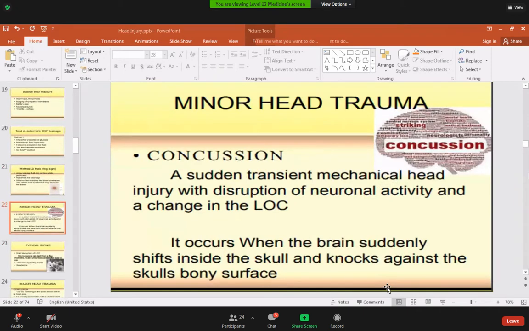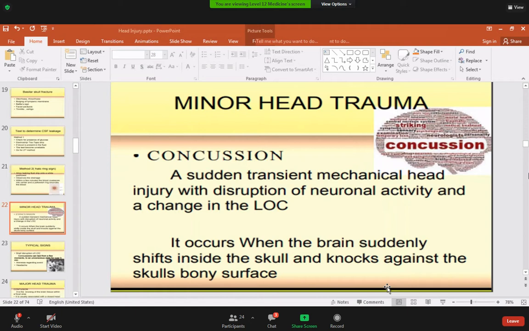Okay, then minor head trauma can be in the form of concussion, a sudden transient mechanical head injury with disruption of the neuronal activity, and there is loss of consciousness or a change in the level of consciousness. It occurs when the brain suddenly shifts inside the skull and knocks against the bony surface of the skull. It's called a coup injury, C-O-U-P. What is a coup injury? The person hits a wall and there is a direct injury at the site of the impact. We call it a coup injury.